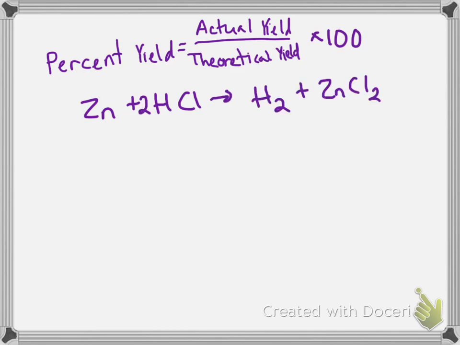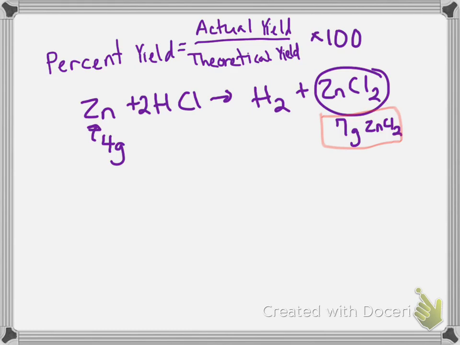So let's say we're given the following reaction. Zinc is reacting with hydrochloric acid and we're producing hydrogen gas and zinc chloride. So zinc is a metal, and let's say we dump in extra hydrochloric acid. So let's say we have 4 grams of zinc with extra hydrochloric acid. The hydrogen gas will bubble off and it'll leave behind this white powder. That's the zinc chloride.